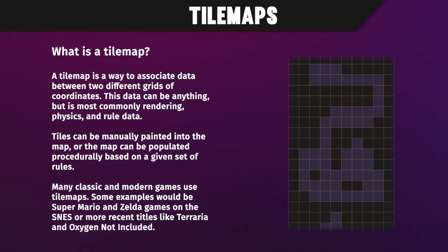So first off, what is a tilemap? A tilemap is basically a way to associate data between two different grids of coordinates. And this data can be anything, but it's most commonly rendering, physics, or rule-based data. Now you can manually paint tiles into a tilemap, or you can use a tilemap in procedural generation algorithms like we'll be doing in this lesson.